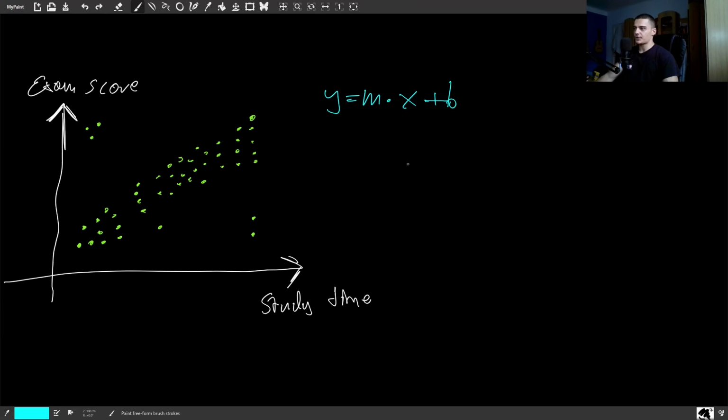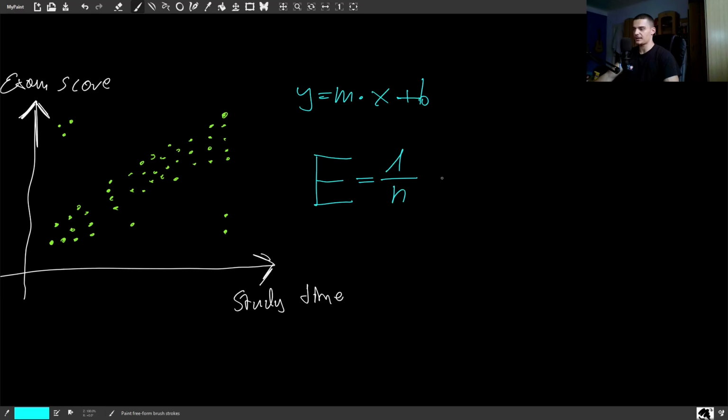And the error function needs to be defined in order to minimize it. So the error function is going to be capital E, which is going to be 1 divided by n times the sum from i equals 0 up until n. And now we get yi, which is the actual value that we get here.